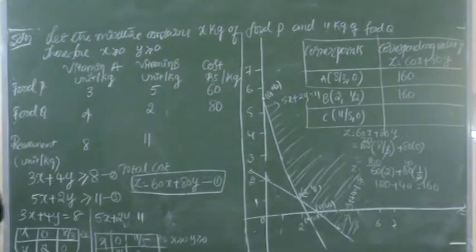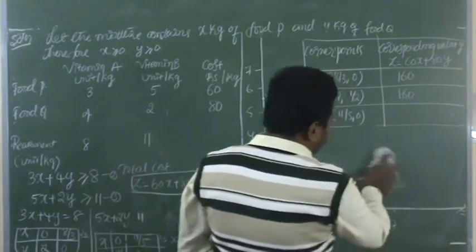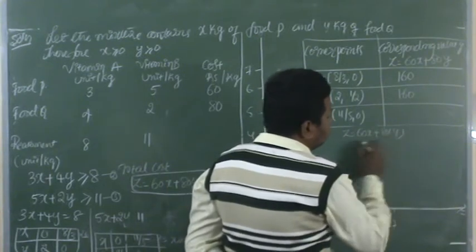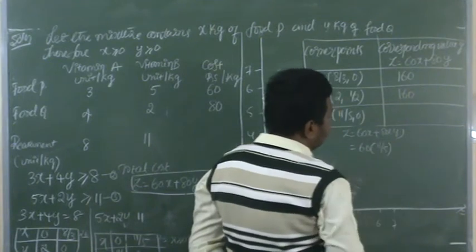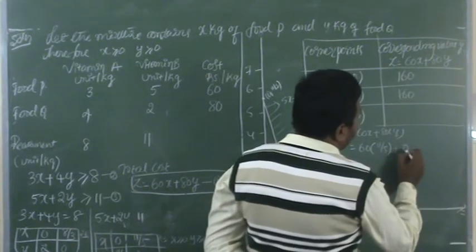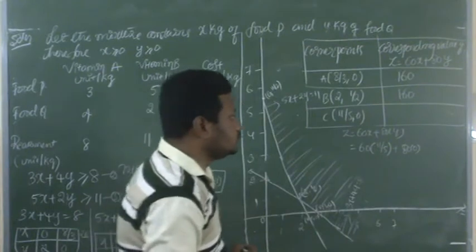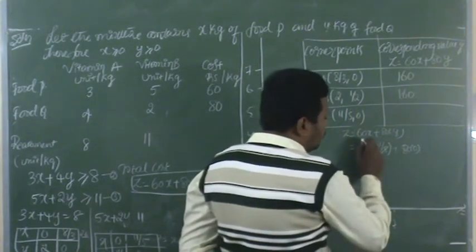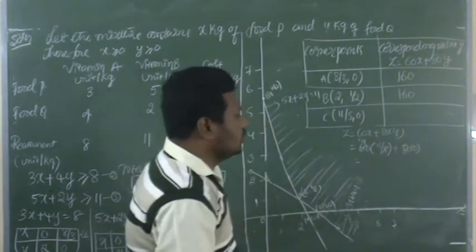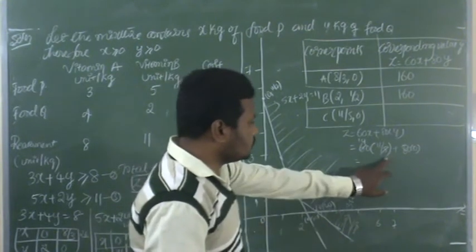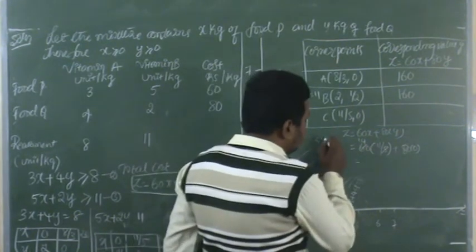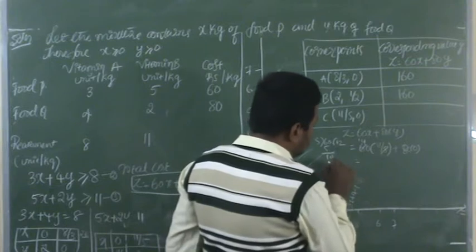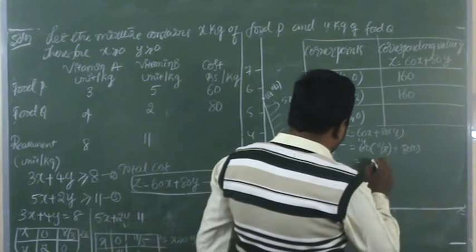And finally point C: z equals 60x plus 80y, that is 60 into 11 by 5 plus 80 into 0.